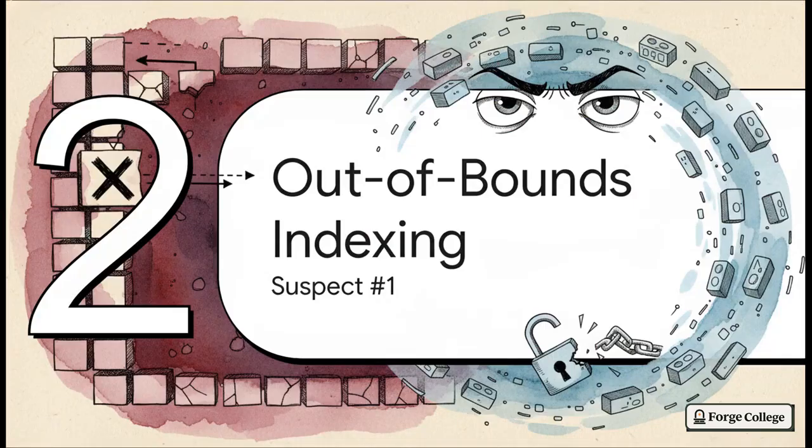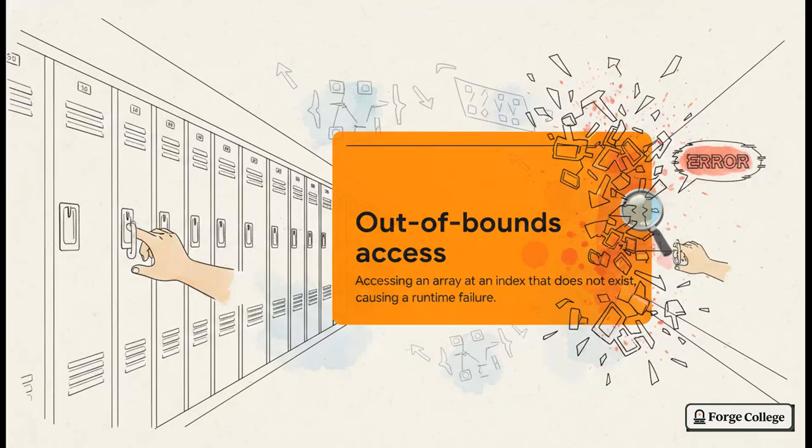Moving to Section 2. Out-of-bounds indexing bugs. This is our first suspect. This one usually pops up when we get a little too overconfident about what data actually exists in our contract. By definition, an out-of-bounds access happens when you try to pull data from an index that just isn't there. If your getItem function lacks an explicit bounds check, asking for an index that doesn't exist will cause the whole transaction to revert. At the EVM level, this triggers a state rollback to protect against memory corruption. In simpler terms, it's kind of like trying to open locker number 100 in a hallway that only has 50 lockers. The contract just panics and shuts the entire operation down.